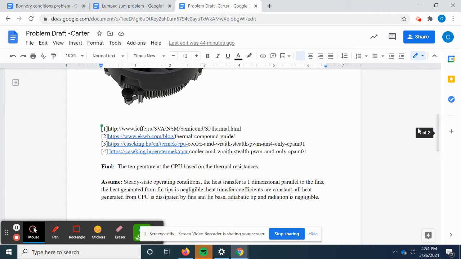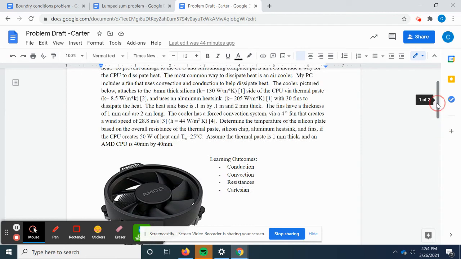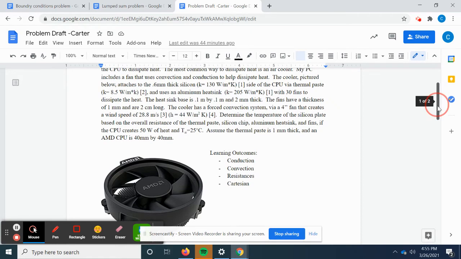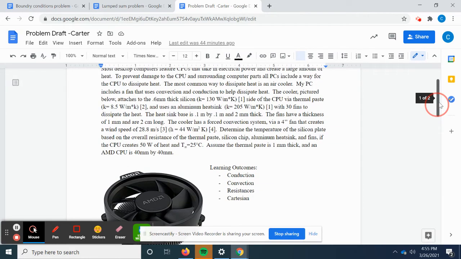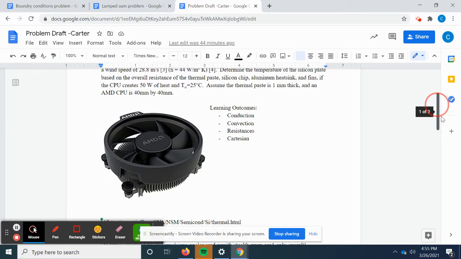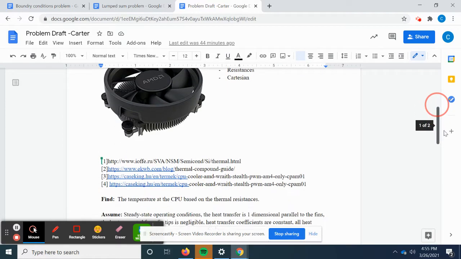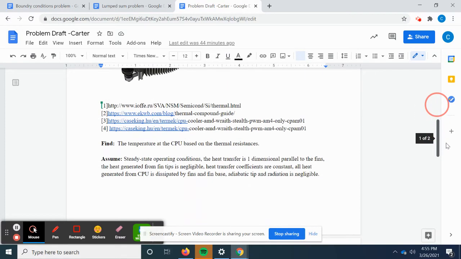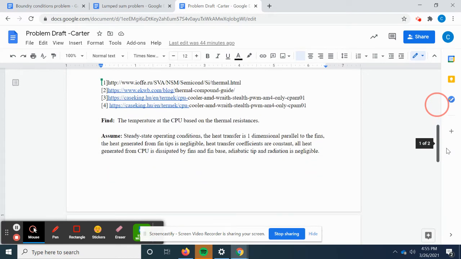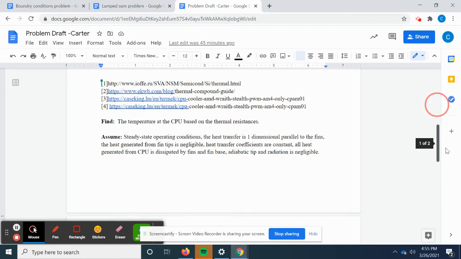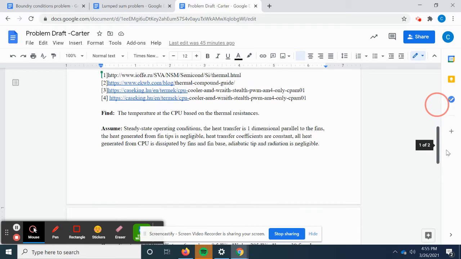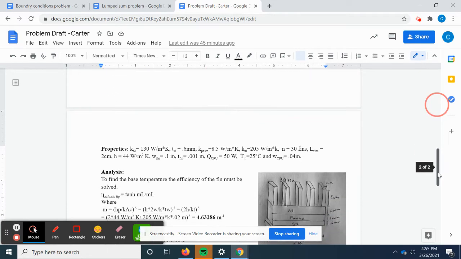For our final problem, we have a CPU that's giving off heat, and we want to determine the temperature of the CPU given the resistances. This problem covers conduction, convection, resistance, and uses Cartesian coordinates. To do this problem, we need to assume steady state, the heat transfer is one-dimensional, the fins have an adiabatic tip, the heat transfer from the tips is negligible, and all heat transfer coefficients are constant.